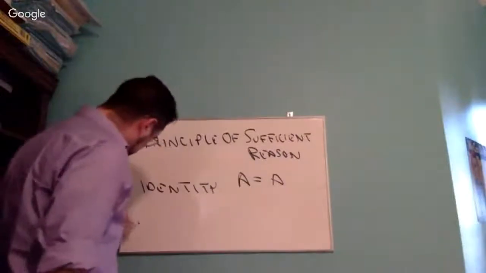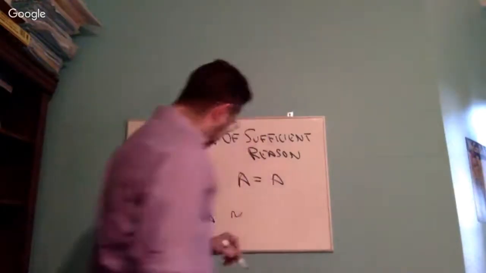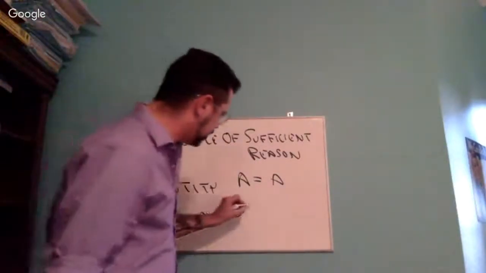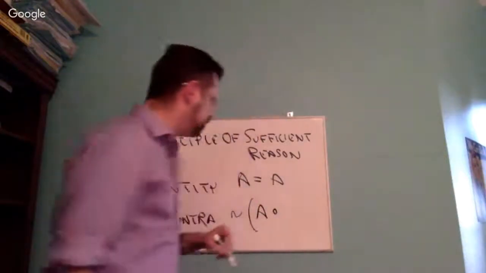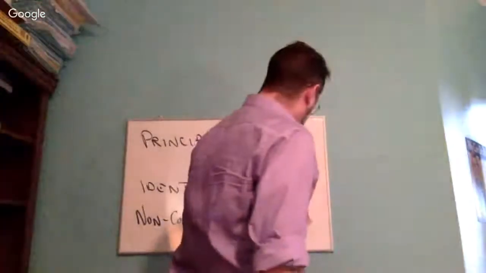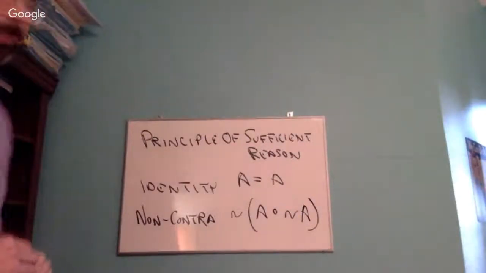And so here, I'll just abbreviate it. In logical form, we can write it with the negation sign, parenthesis, A, that dot in the middle signifies and, not A. Something cannot both be and not be.